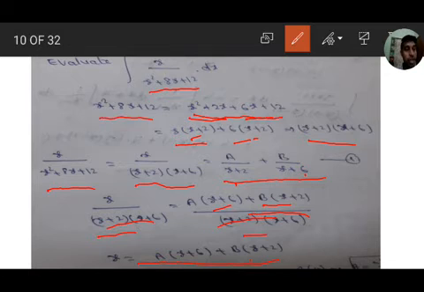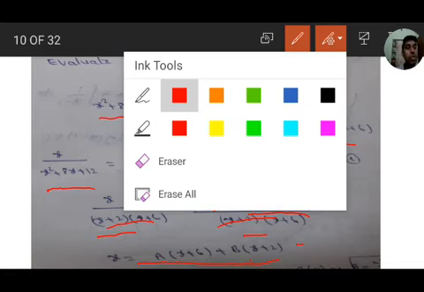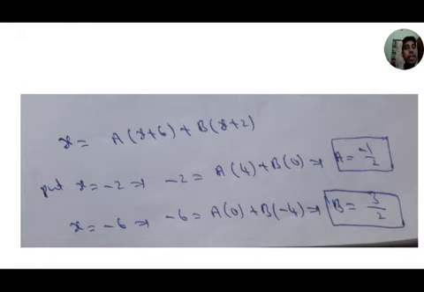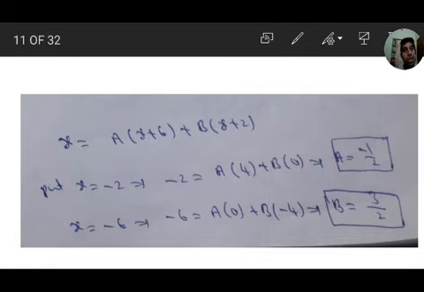If we substitute x equal to minus 2, b becomes 0, we get the a value. If we substitute x equal to minus 6, a becomes 0, that is the b value. Means x equal to minus 2, x equal to minus 6. So x equal to a into (x plus 6) plus b into (x plus 2), substituting x equal to minus 2.